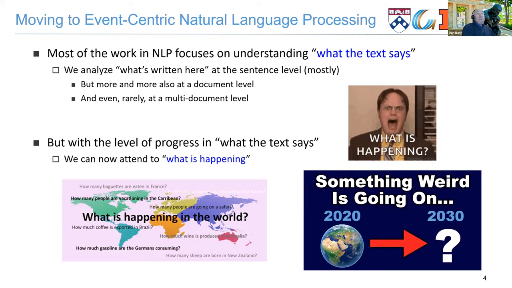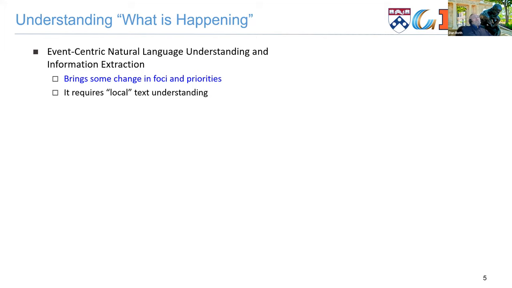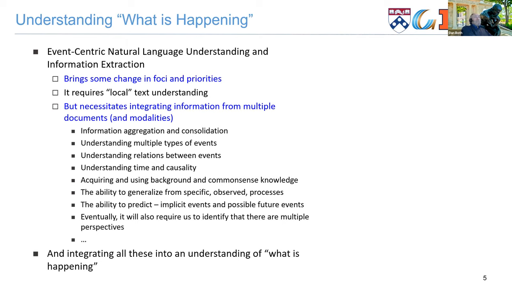So when we think about natural language from this angle of events and what is happening, we may change a little bit some of the foci and the priorities. Of course, it requires local text understanding. But it also necessitates that we integrate information from multiple documents, multiple modalities. And we think about other aspects. For example, we need to aggregate information quite often and consolidate information. We need to understand different types of events. Some events actually happen. Some of them are just intentions.